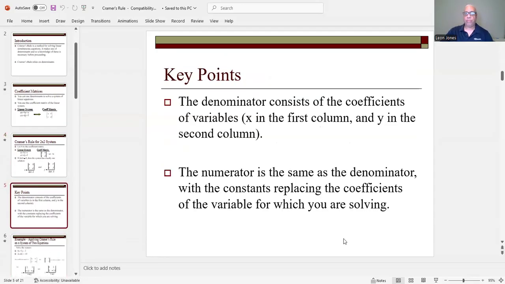Key points. The denominator consists of the coefficients of the variables, x in the first column and y in the second column. The numerator is the same as the denominator. If you understand fractions, your numerator is the top number and your denominator is the lower number. Again, the numerator is the same as the denominator with the constants replacing the coefficients of the variable for which you are solving.